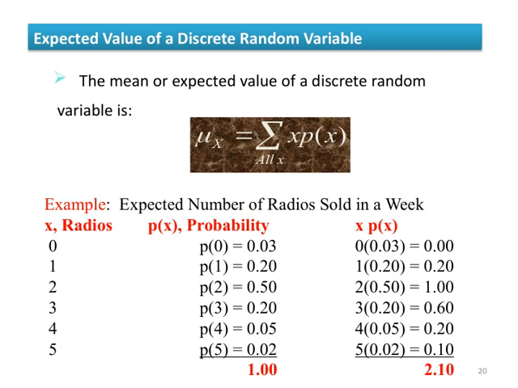So for 0 radios, we have 0 times 0.03, which equals 0. For one radio, it's 1 times 0.2, giving us 0.2. We do this for each outcome and then sum all these products. Adding them up, the total expected value of radios sold per week is 2.1. This means, on average, we expect about 2.1 radios to be sold each week, based on this probability distribution.